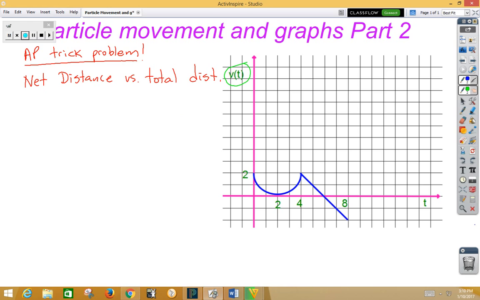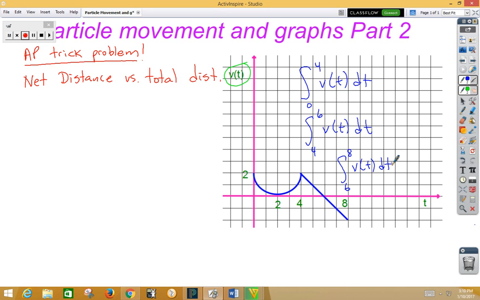area under the curve. So it looks like we need to integrate from 0 to 4 of velocity dt, and then it also looks like we're going to need to integrate from 4 to 6 of velocity dt, and then we're going to need to integrate from 6 to 8 of velocity dt.